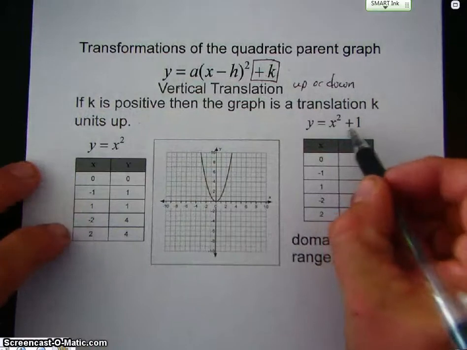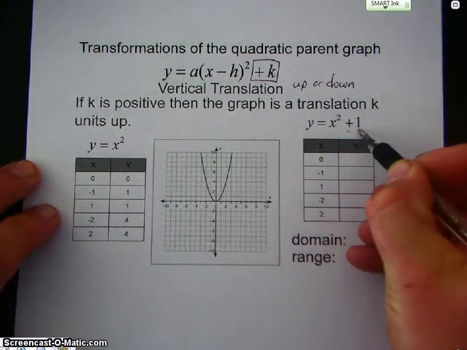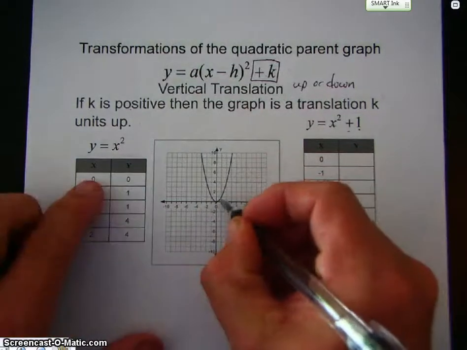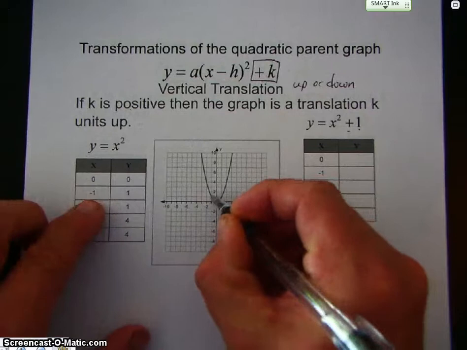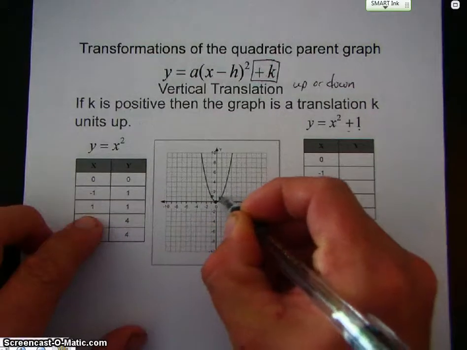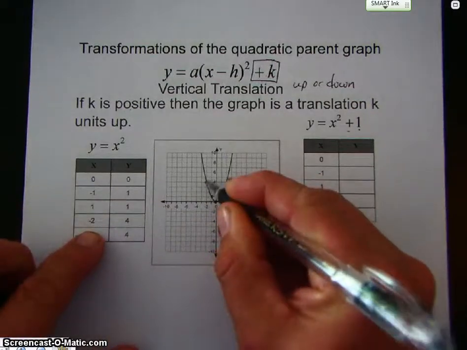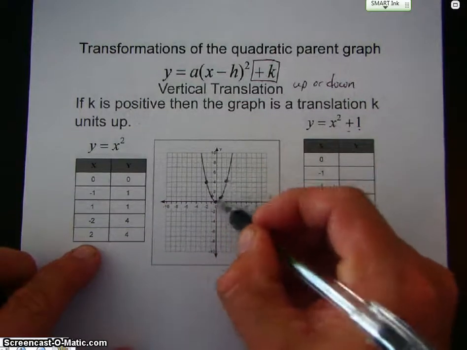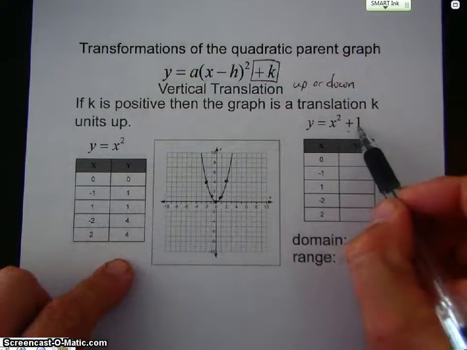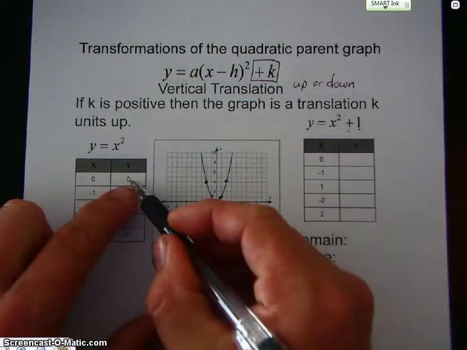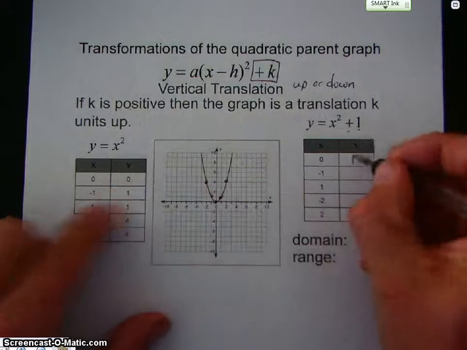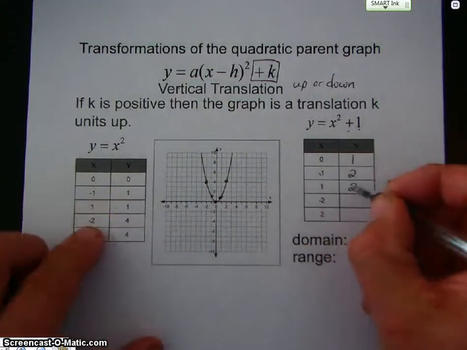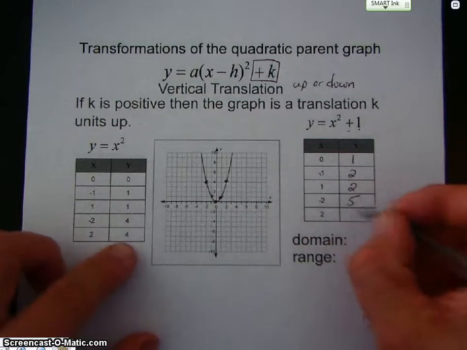So when we look at this one, this whole graph will go up 1. Alright, so what that means is this. Each of these points, let me mark them again: 0, 0, the vertex; negative 1, 1; 1, 1; negative 2, 4; positive 2, 4. Now each of these values, the y values, will go up 1 unit. So the origin, or 0, 0, now will be 0, 1. This one becomes negative 1, 2; 1, 2; negative 2, 5; 2, 5.